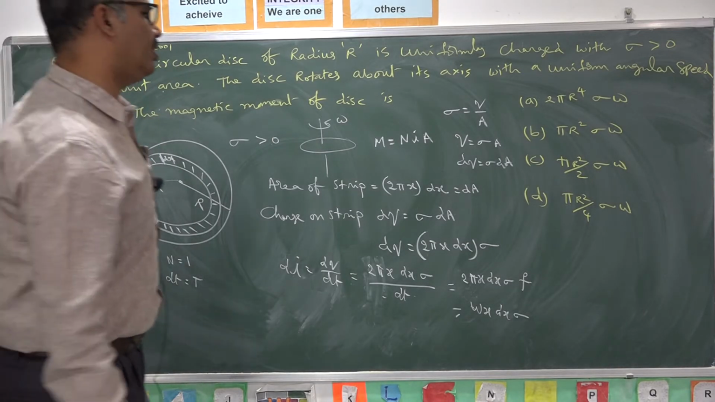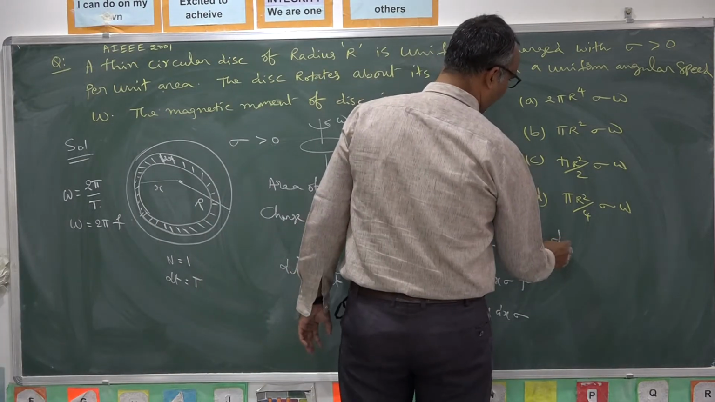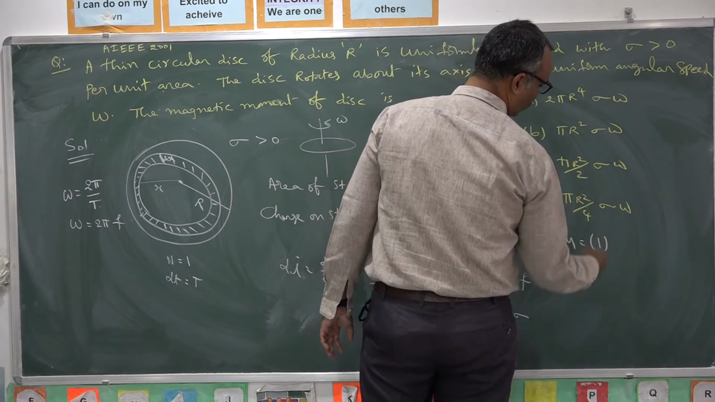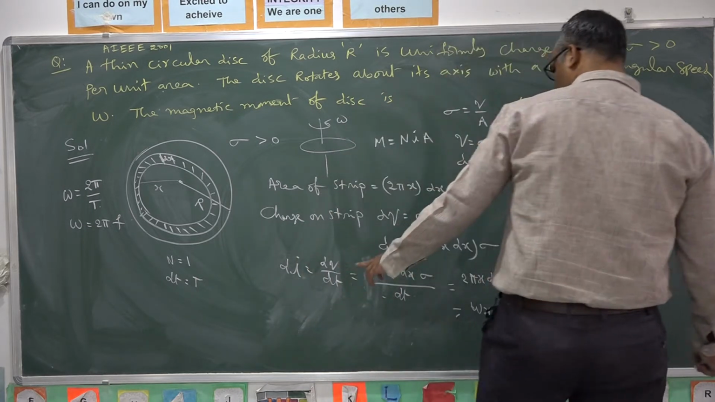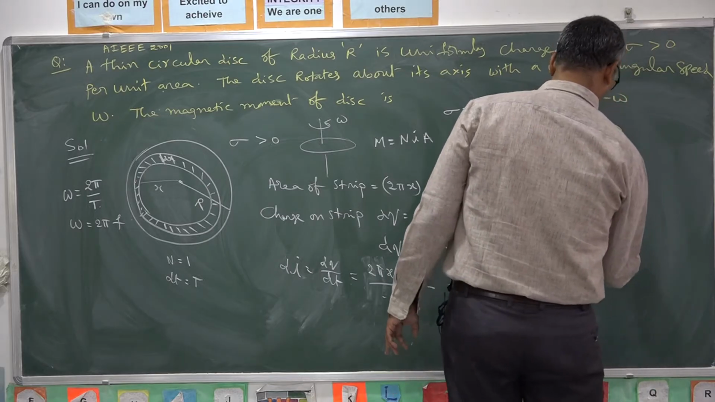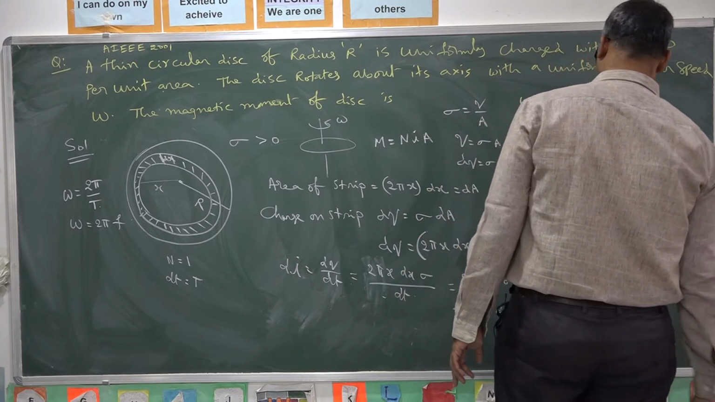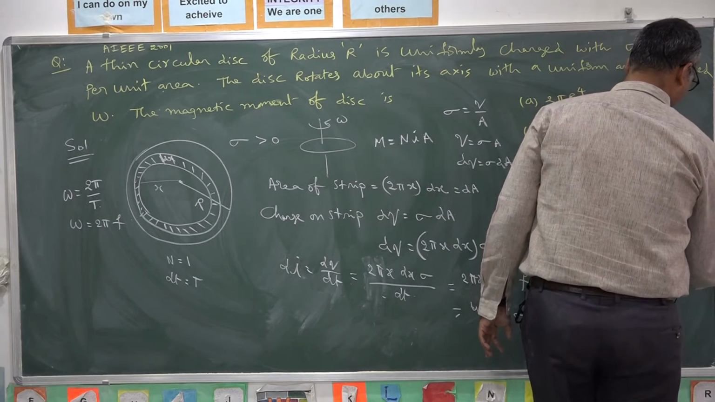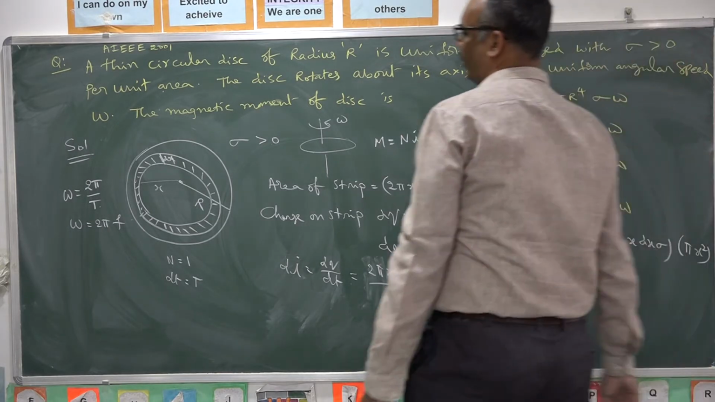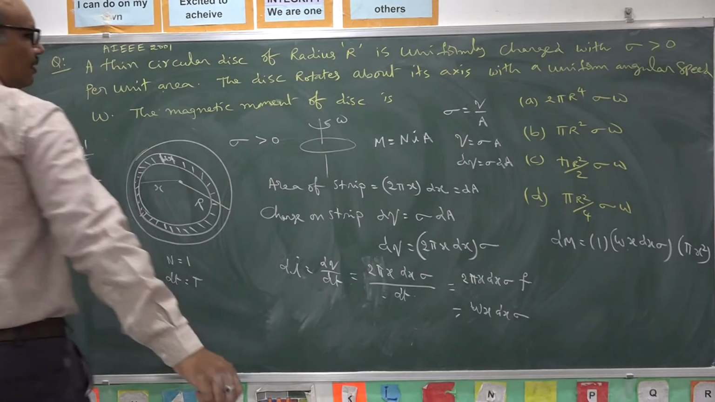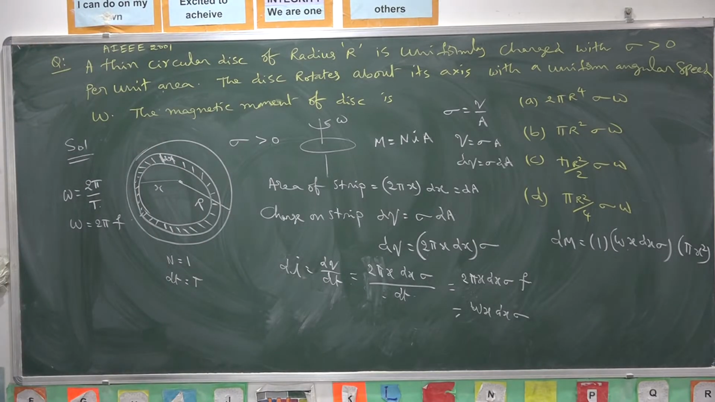Now magnetic moment developed due to the small element, dm, is equal to nia. Number of turns is 1. Current passing here is omega x dx sigma. Area is pi r square, but here the radius is x, so pi x square is the area of the loop over which current is rotating.